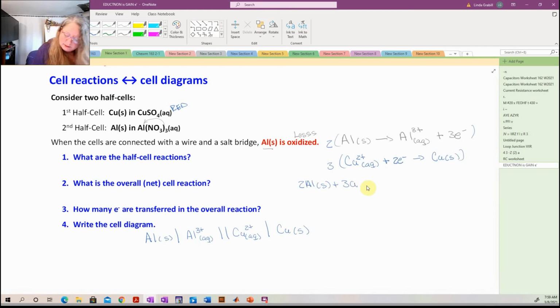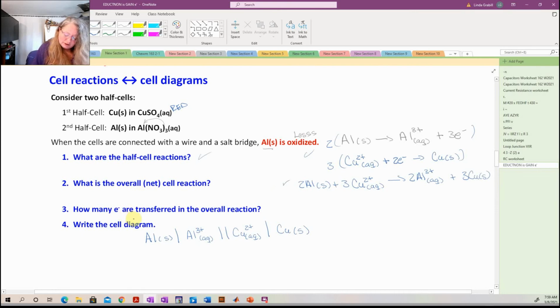That is a U, not a C. 3 of my copper 2 plus ions, aqueous, going to 2 Al3 plus, aqueous, plus now my copper solid, and I need to multiply that by 3. So what have we done? What are the half reactions? We have those. Overall net reaction, that's that.